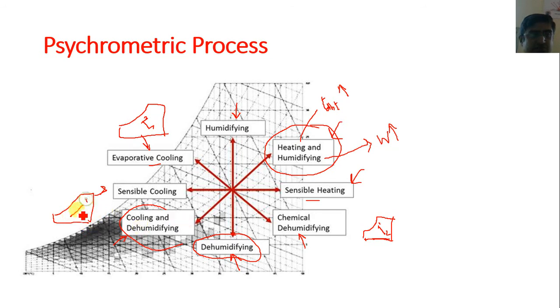So from point 1 to 2, you have to draw this chart and also explain all the changes which are happening in psychrometric terms.